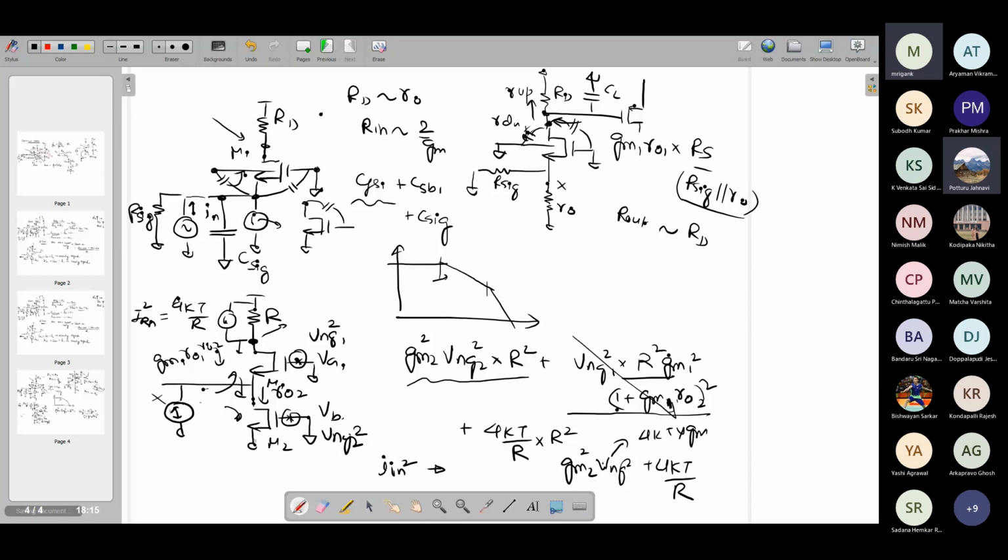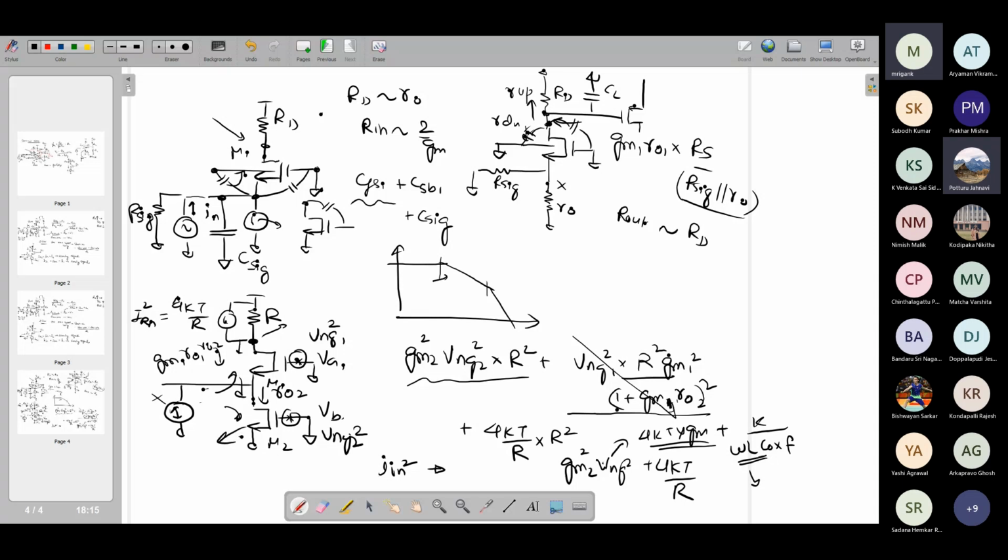Of course, you have the 1/f noise also there, so you can also add the 1/f noise, K upon W L Cox f. And therefore, if you increase W and L both, the 1/f noise will be reduced. Therefore, it may be good to have a larger W and L. Both W and L, if increased, the 1/f noise component goes lower because it becomes smaller. Whereas the thermal noise is dependent upon the gm of this current source.